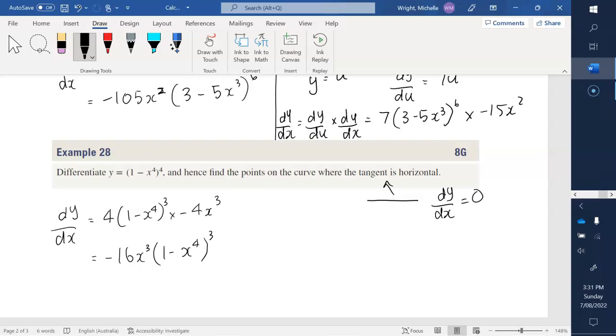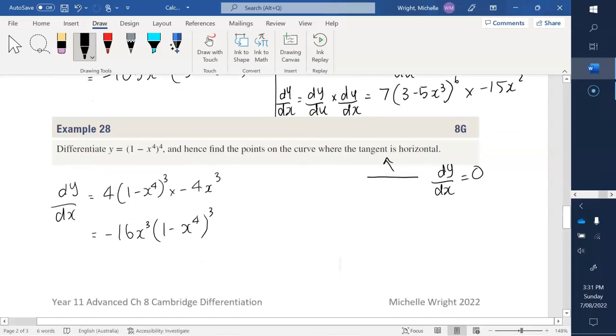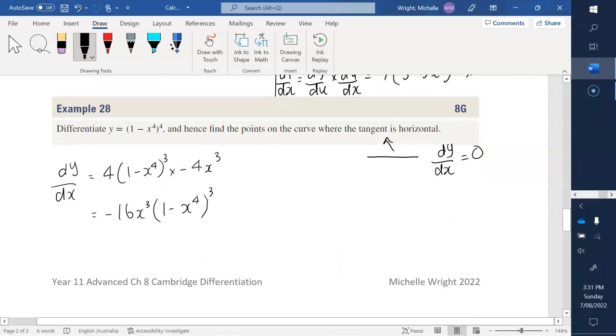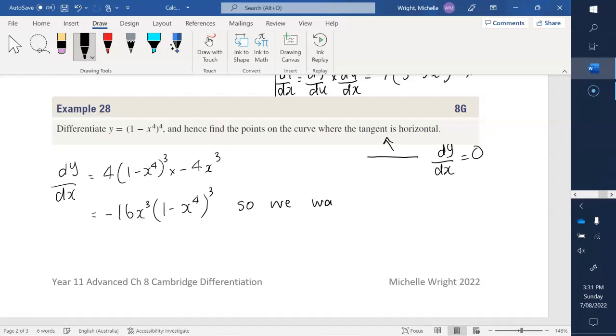Now, if you need to pause and have a go at it, because I've gone a little bit too fast, please do that. Now, that looks like an absolutely horrid curve, but we are going to play around with it and see what we can do. It's wanting us to find the points on the curve where the tangent is horizontal. I'm going to write this in, and I would like you to write this in your books and in an assessment task, so that if we're marking you, we know that you understand what that means. So the tangent is horizontal occurs where dy/dx is equal to 0.